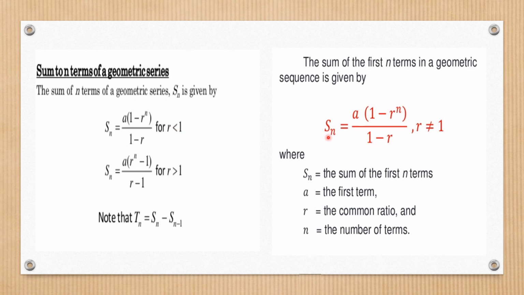Sn is equal to a times 1 minus r raised to power n upon 1 minus r, and we write it for r not equal to 1. But if r is greater than 1, we will use this version. r not equal to 1 means for both r less than and greater than 1. For r greater than 1 we use this formula, where Sn is the sum of first n terms, a is the first term, r is common ratio, and n is the number of terms.